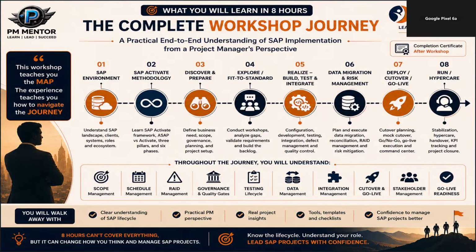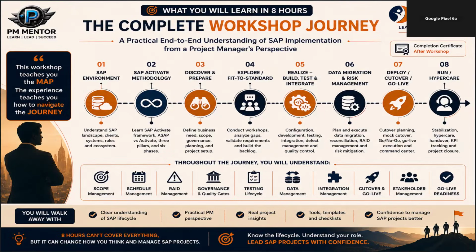And finally, of course, we start run and hypercare. Once the system goes live, the project is not immediately over. Now real users start using the system, real business volume starts flowing, incidents appear, right? Like defects, business questions appear. So we will discuss stabilization, hypercare, governance, handover to support, KPI tracking, and final project closure.